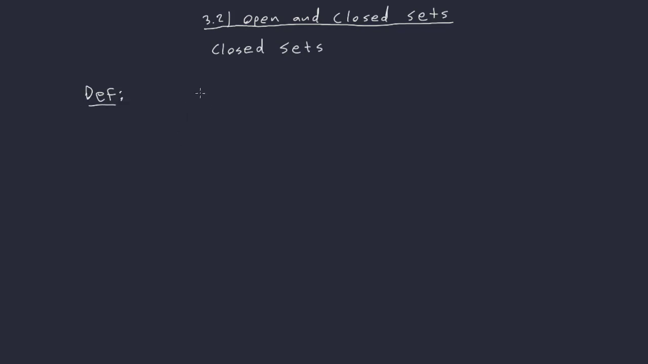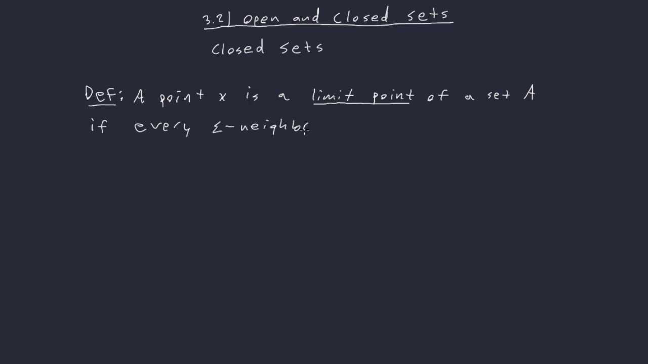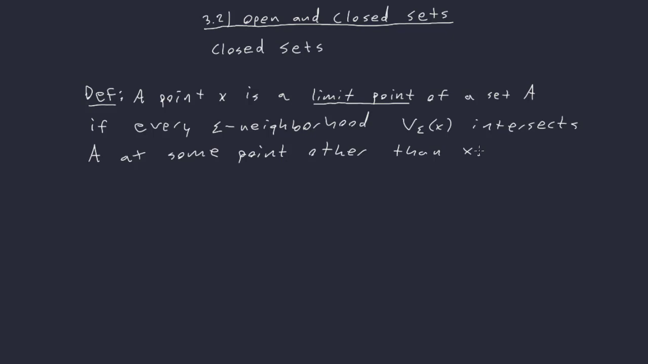Okay, so we say a point X is a limit point of a set A if every epsilon neighborhood V sub epsilon around X intersects the set, I'll say intersects A at some point other than X. Okay, so what is this actually saying?